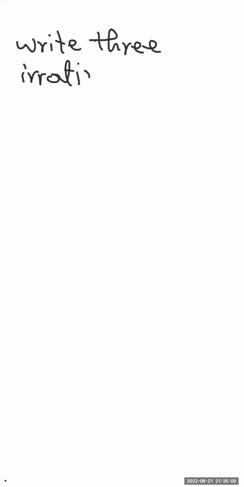Write 3 irrational numbers between 11 and 12. So I want to write down 3 irrational numbers between 11 and 12. Irrational numbers means the numbers that are not perfect squares or not perfect cubes. Correct, guys? Yes. So in this case, I have to get the perfect squares of these numbers.